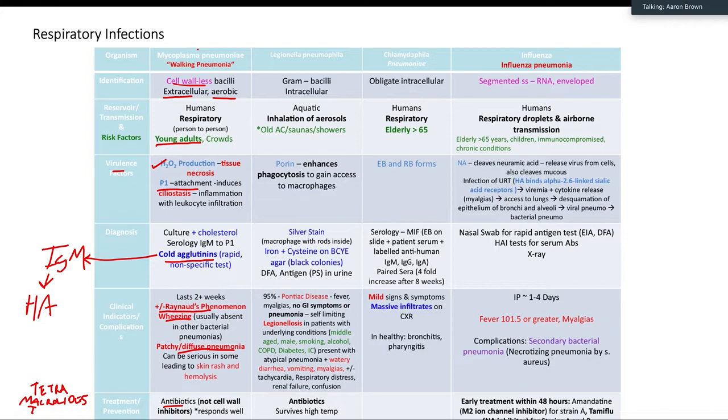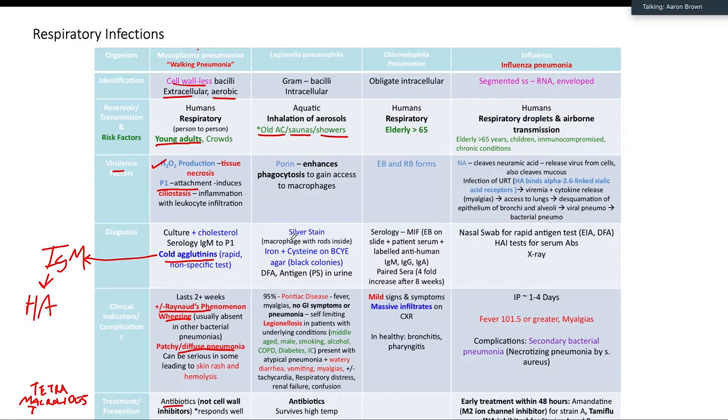Okay, Legionella, this is one of those uncommon bacteria that has a bunch of buzzword stuff attached to it, so it's good to know. Typically, we're looking for old AC units, people that have had a lot of exposure to saunas, showers, really just very moist environments, which tend to foster Legionella pneumophila. Not really too worried about the virulence factors. How do we diagnose it?